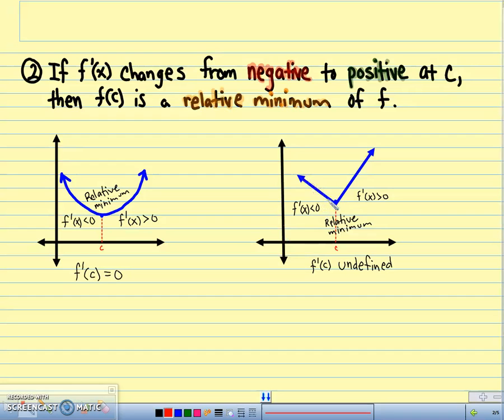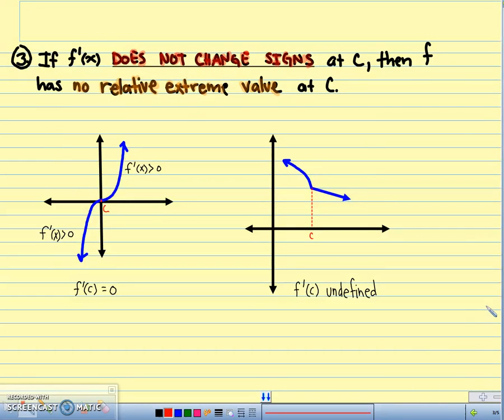And again, you've got the cusp, or the corner, like your book likes to call it. Decreasing, then increasing. This is your relative minimum. Now, if the signs don't change, so if f prime of x does not change signs at C, then f has no relative extreme value at C.